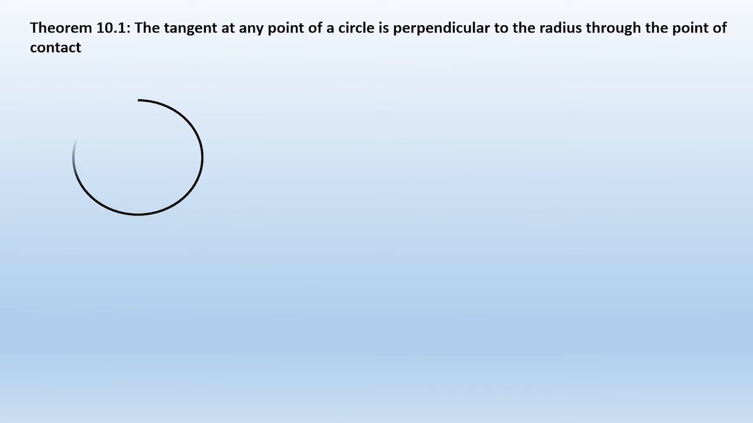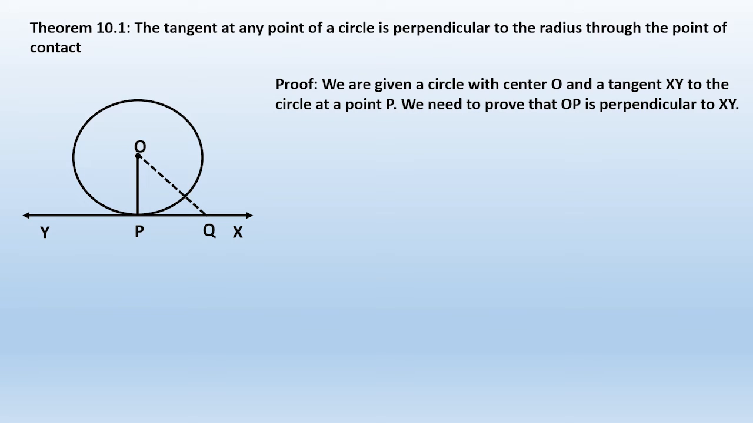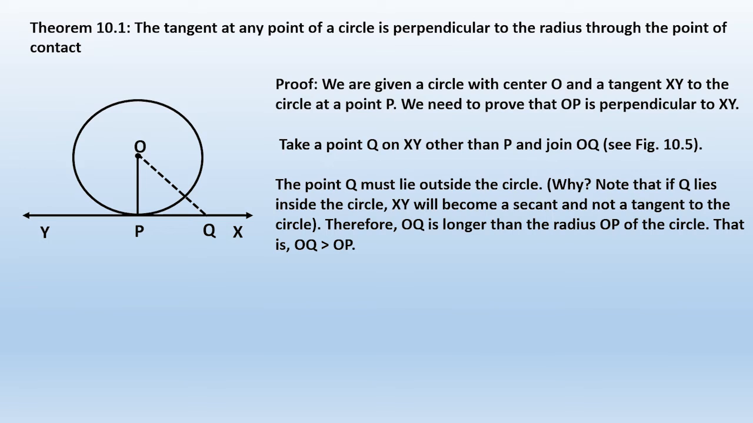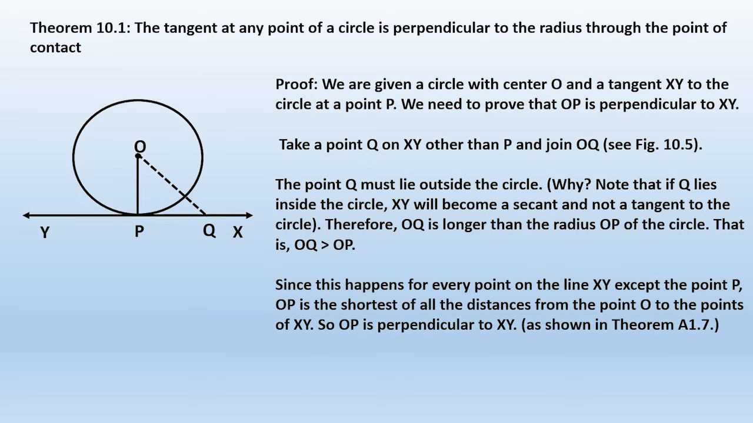This characteristic of a tangent will be now shown. Now we will go through the theorem to prove this property of a tangent. Theorem 10.1. The tangent at any point of a circle is perpendicular to the radius through the point of contact. Proof. A circle with a center O and a tangent XY to the circle at the point P is presented.